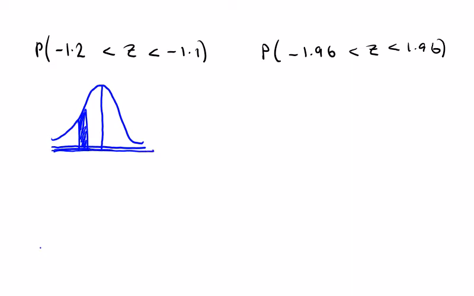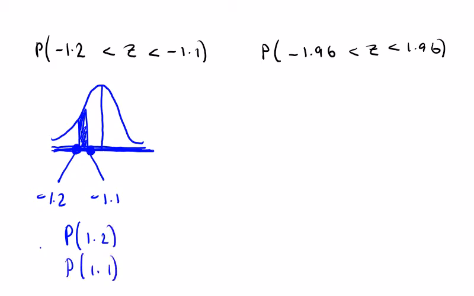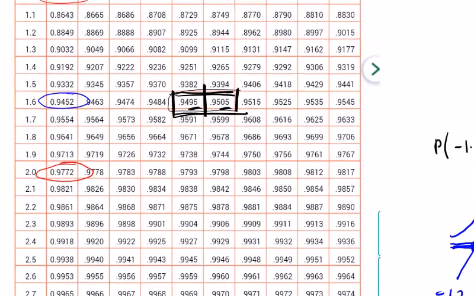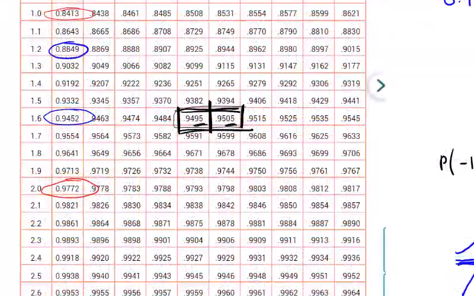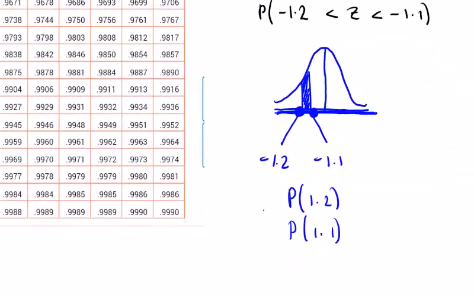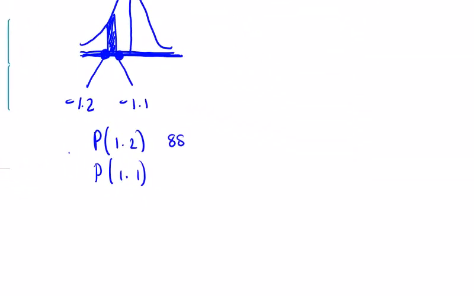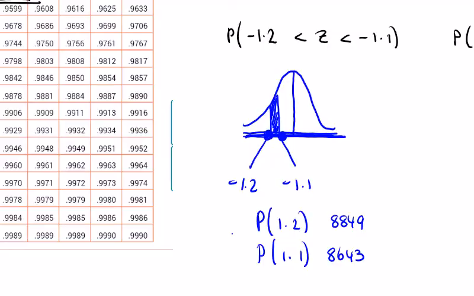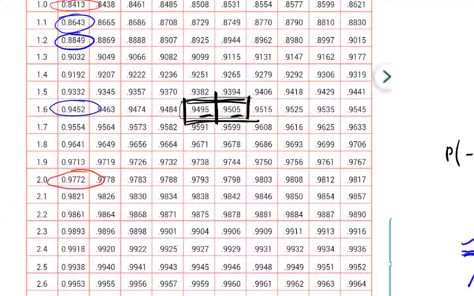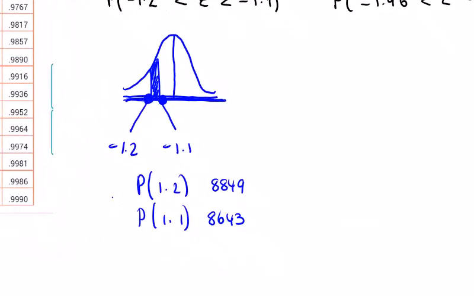Just going to try and make the bottom a bit thicker. So we have a point here and a point here. Minus 1.2 and a minus 1.1. I think it's easier just to get the two values. Get 1.2, get 1.1, and see what the difference is between them. So 1.2, 0.8849 and 0.8643. Always double check when you're writing a lot of numbers down.